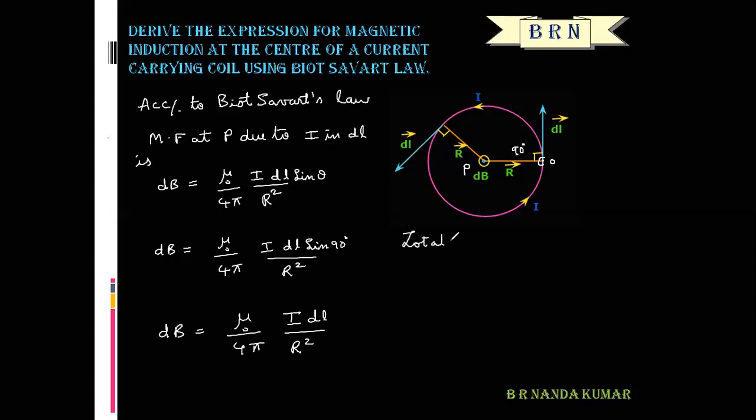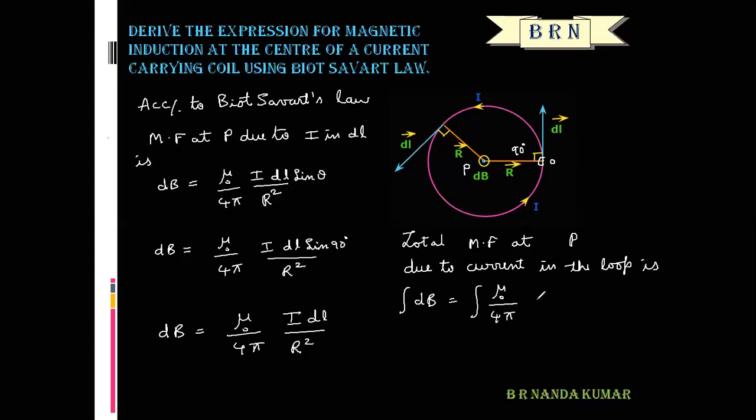The total magnetic field at point P due to the current in the loop. This is the magnetic field at point P due to the current in the element dl. So the total magnetic field at point P due to the current in the entire loop is the integration of dB, which is equal to the integration of mu naught divided by 4 pi, I dl divided by r square.